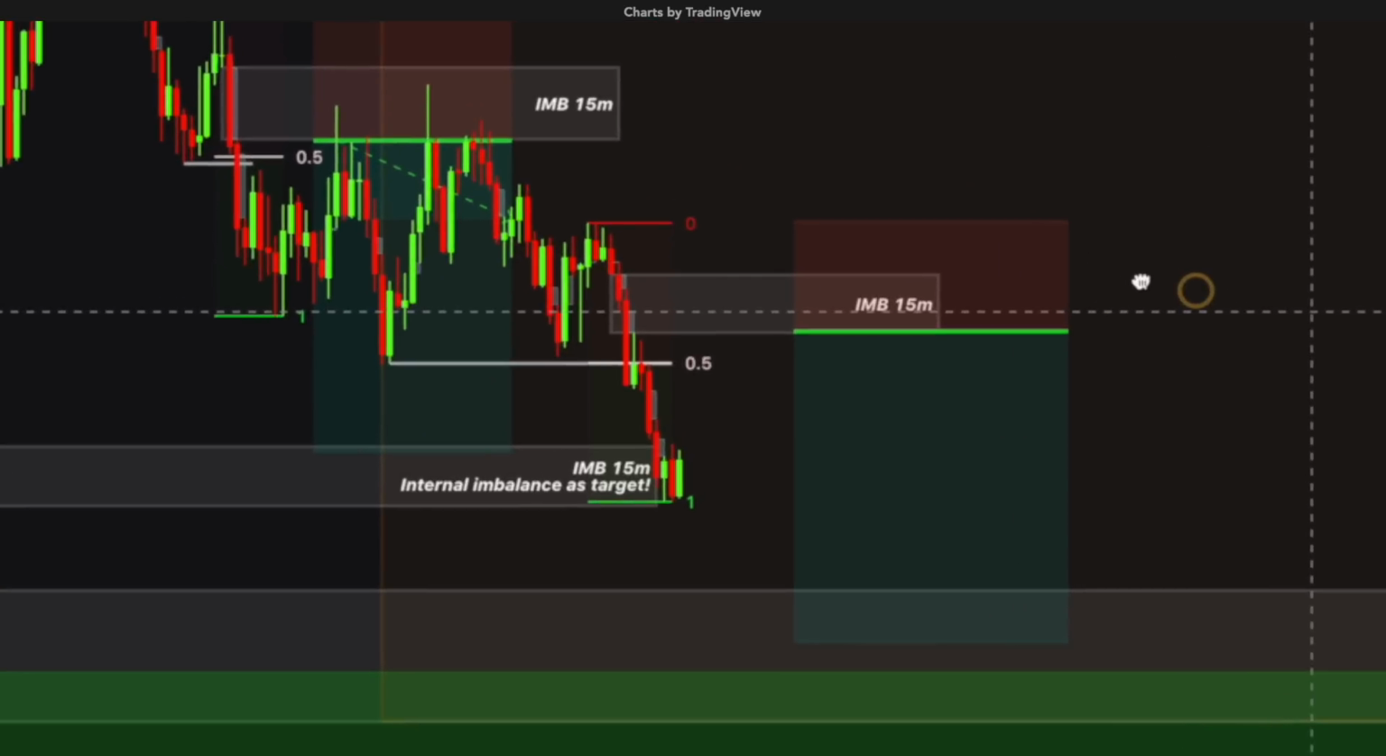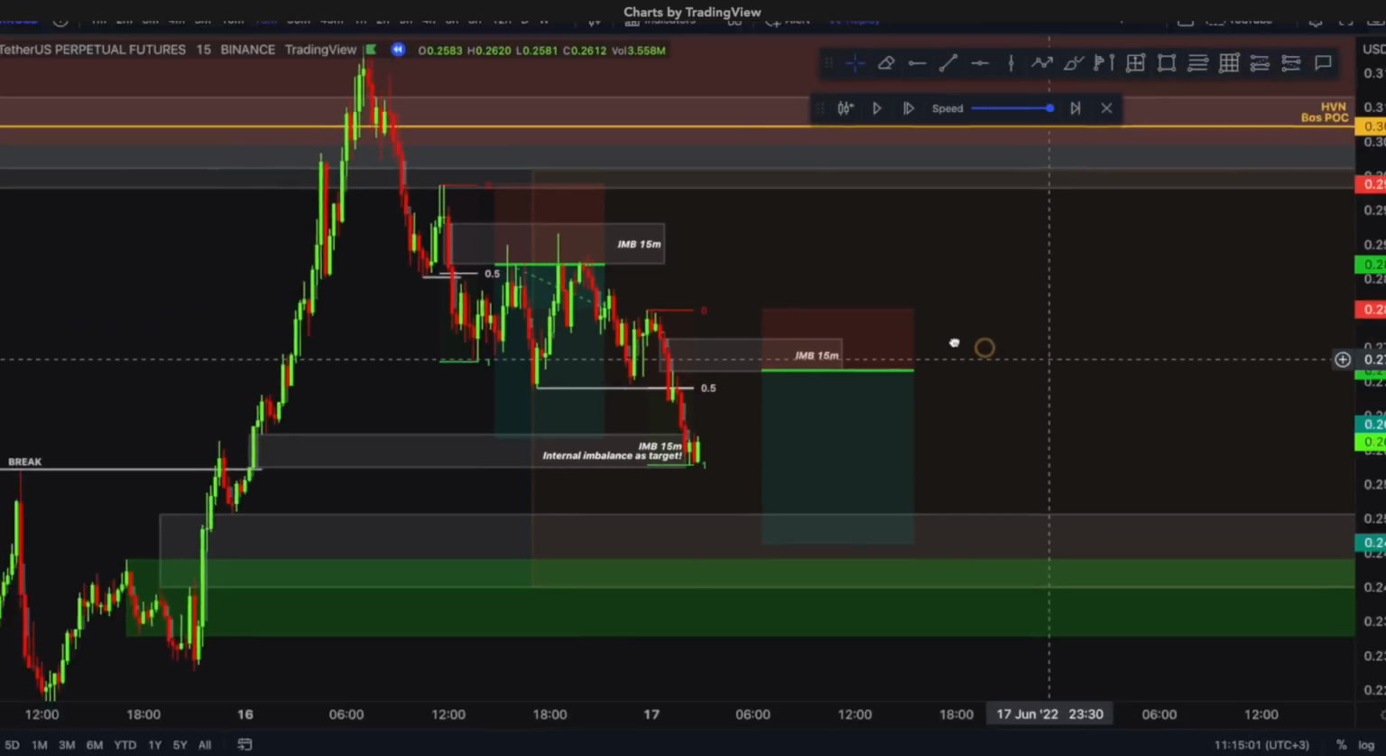Okay, what do you see here? We keep repeating the same thing over and over again, using high-quality breaks, imbalances, premium and discount zones, using larger stop losses and imbalances as targets.